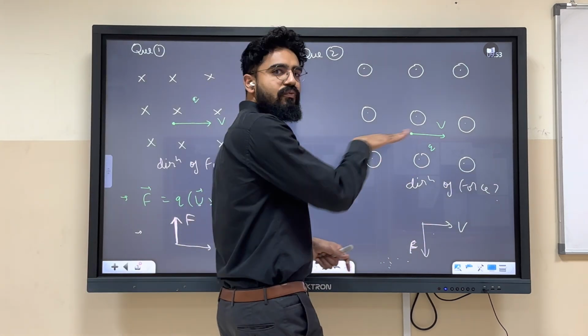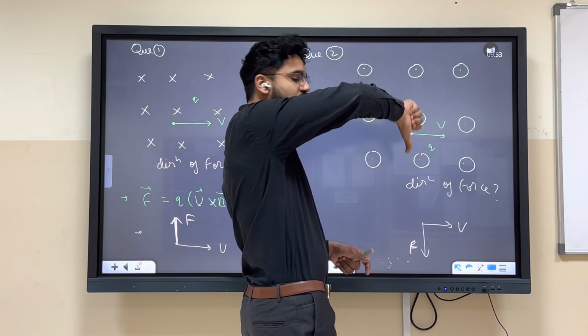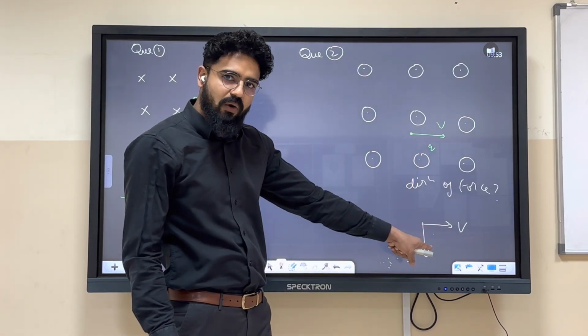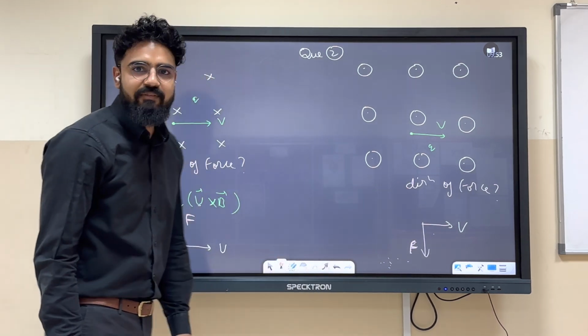Similarly over here, V in this direction, cross B. So force in the downward direction. Force is perpendicular to what? Velocity, and it is also perpendicular to your what? Magnetic field. Are we getting it correct?